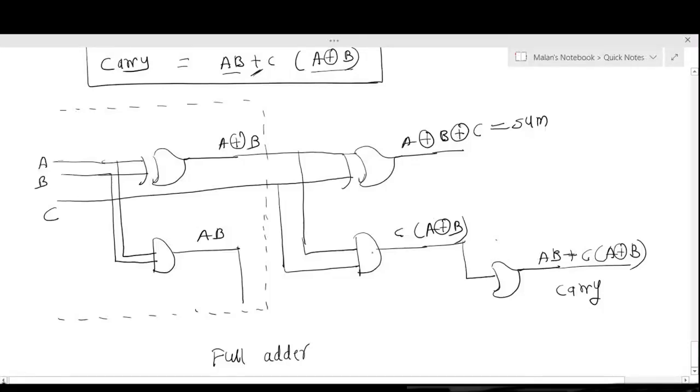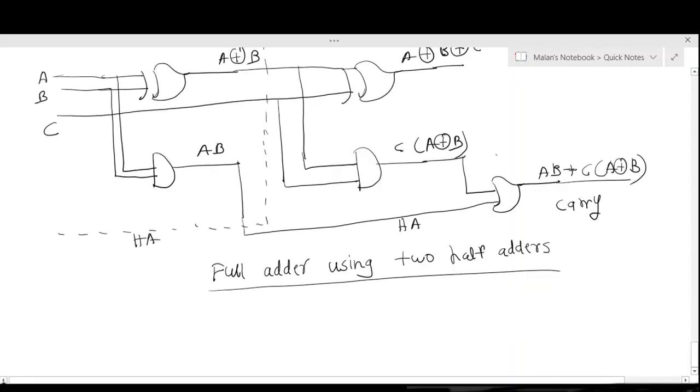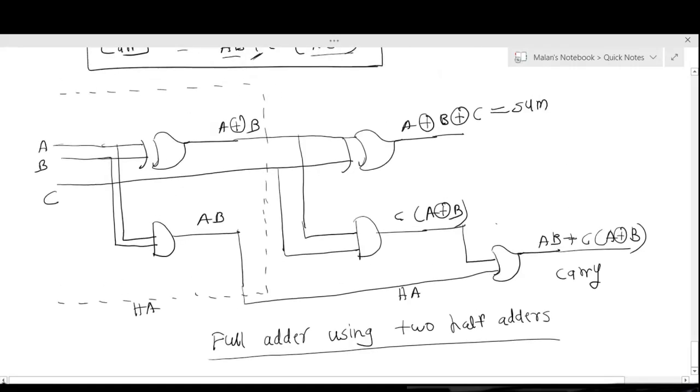The second part also has one XOR gate and one AND gate. The first half adder contains one XOR gate and one AND gate, and the second half adder again contains one XOR gate and one AND gate. That means we use two half adders to implement the full adder, and one OR gate is required. So this is a full adder using two half adders. This is the first half adder and this is the second. This is the logic circuit of a full adder. I hope you cleared the concept.